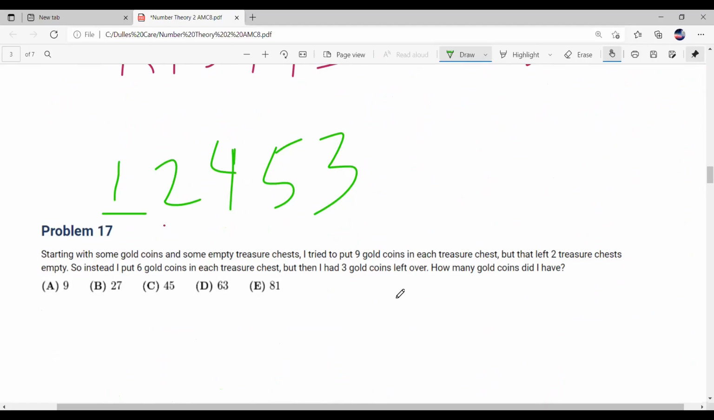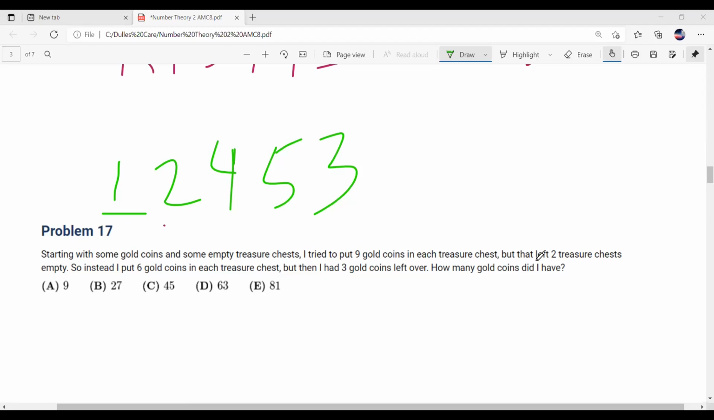So I have M gold coins. I'm rich, right? That's a lot of gold coins. And some empty treasure chests to fill for my beloved students so I can give away these treasure chests to my beloved AMC8 students, right? So now I tried to put 9 gold coins in each treasure chest because I was being extra generous, but that leaves 2 treasure chests empty.